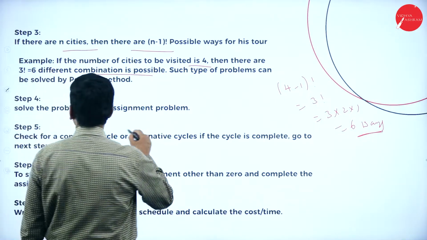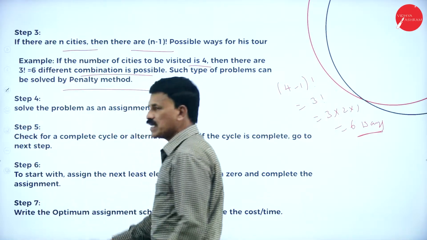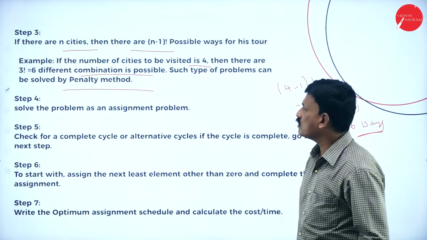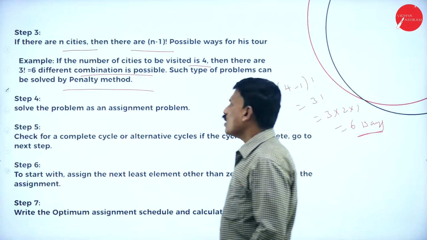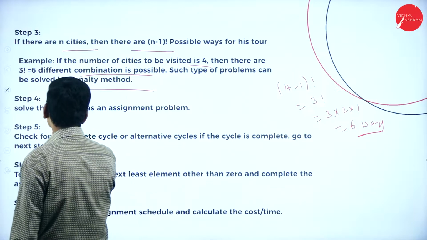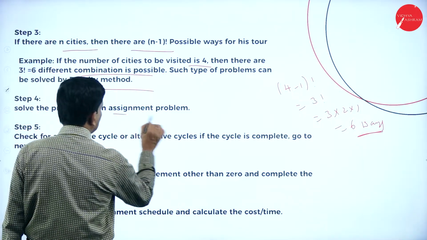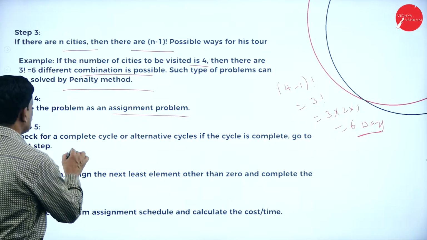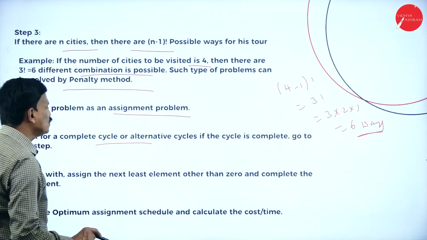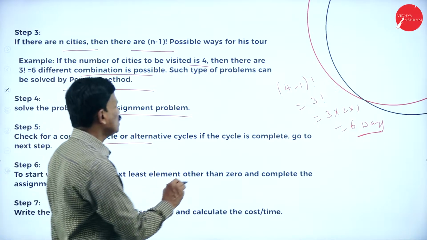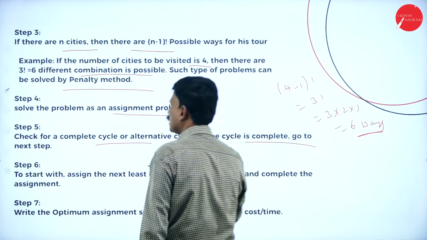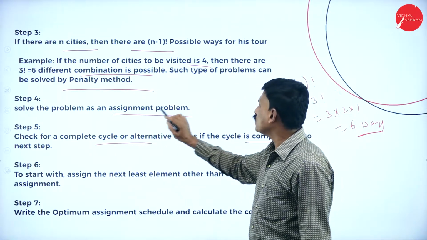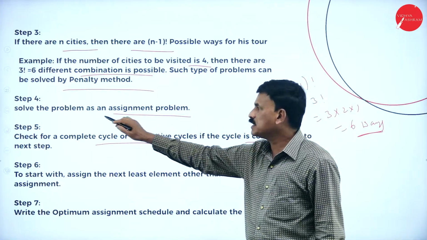Such types of problems can be solved by the penalty method. Now, how to solve the problem? Solve the problem as an assignment problem. What are the steps? Check for a complete cycle or alternative cycle. If the cycle is completed, then go for the next step. So we are going to use the penalty method to solve this problem.